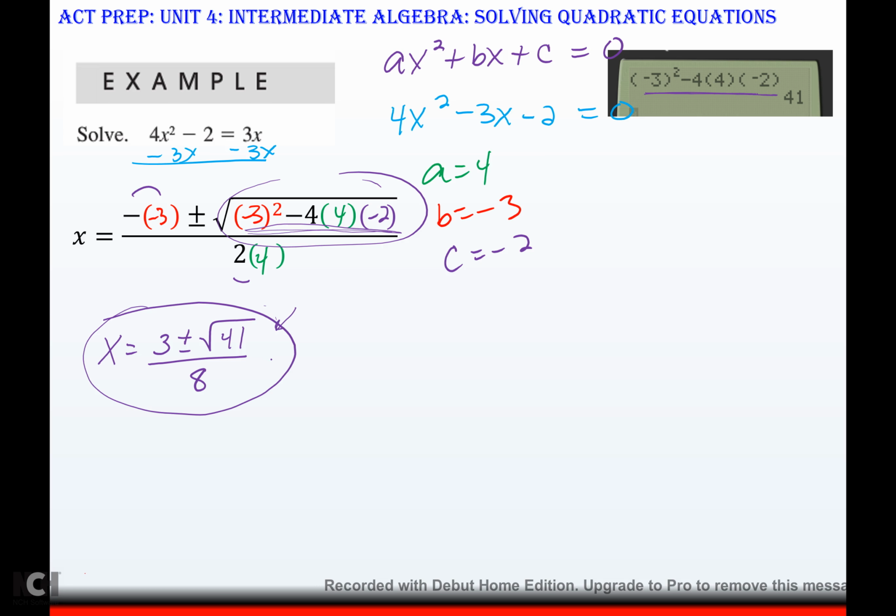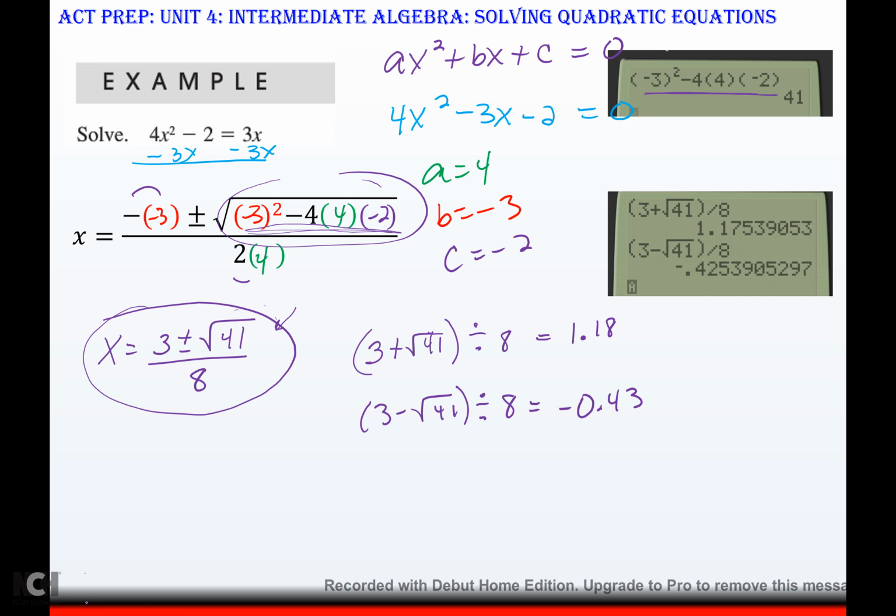So in simplest radical form, those would be my 2 answers. If they want you to go decimal, then you type it in. You'd have to type 3 plus the square root of 41, and if you're going to do it all at once, divided by 8, enter, and then 3 minus the square root of 41 in parentheses divided by 8, enter, and you'll get your other 2 answers. This one is 1.18, and this one is negative 0.43. Okay? I typed it in for you, and I rounded to the nearest hundredth.